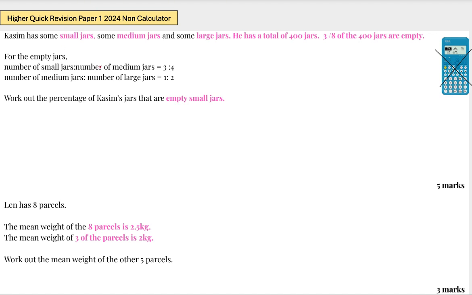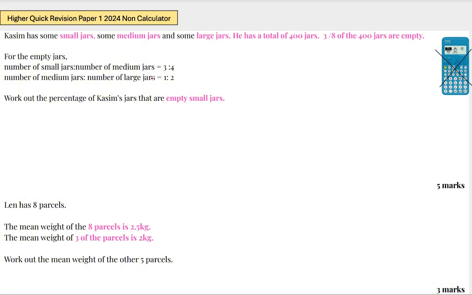Kazim has some small jars, some medium jars and some large jars. He has a total of 400 jars. 3/8 of the 400 jars are empty. Bear in mind, I've highlighted all my key pieces of information so they pop out at me.